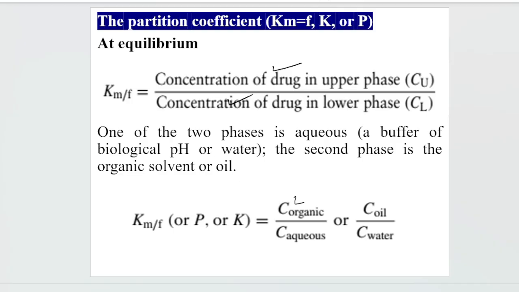So the organic phase is the composition of our lipid membrane, that is the lipid bilayer, that's why we use the organic. And the water or the intestinal fluid is mostly the aqueous fluid, so it is the aqueous. You can use the oil, or you can simply say this is the water. The ratio of the drug that exists in these two is called the partition coefficient Km over F.